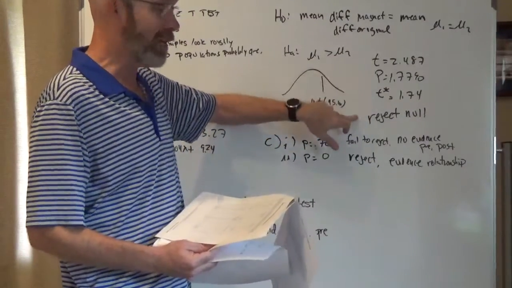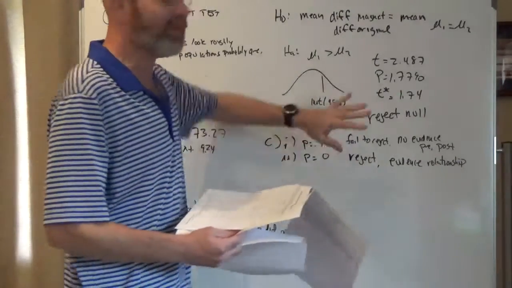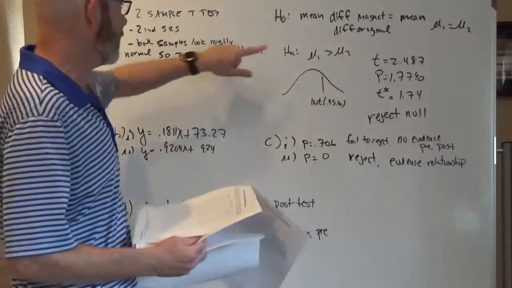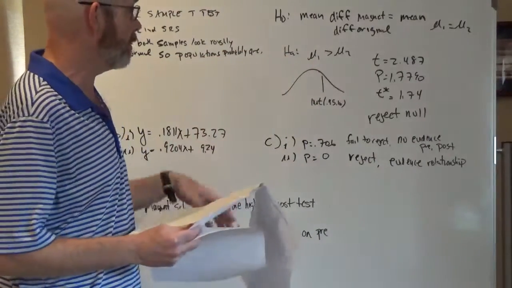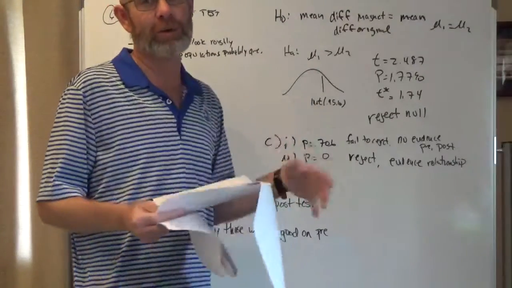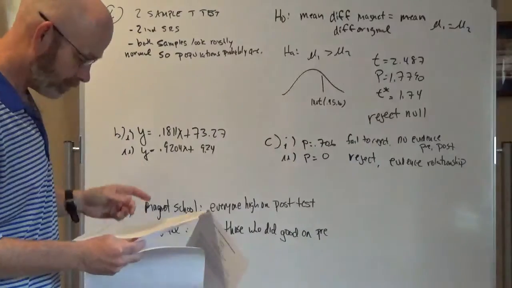So in any case, we're rejecting the null, which means, did I write it? Yeah, no, I didn't write it down. So we're rejecting the null, which means there is evidence that the magnet school worked, right? Or that the difference in the scores were better at the magnet school than they were at the original school.